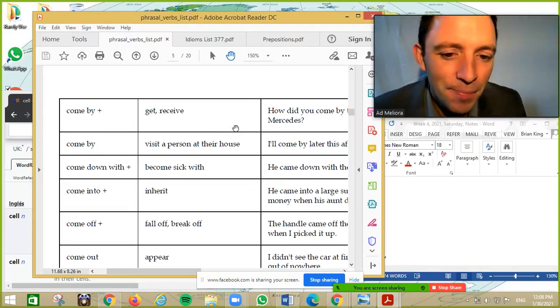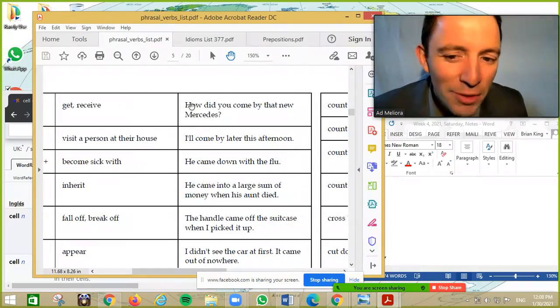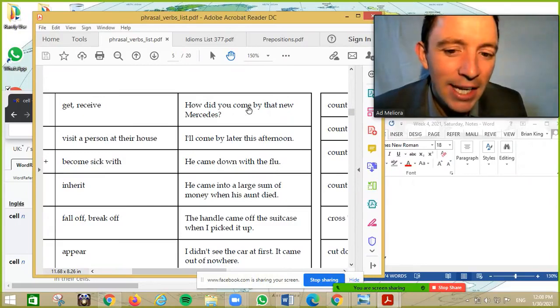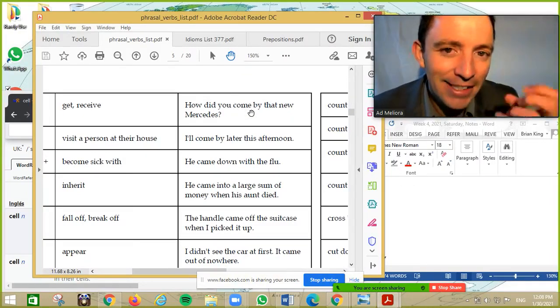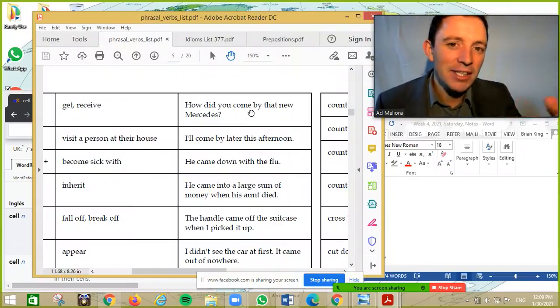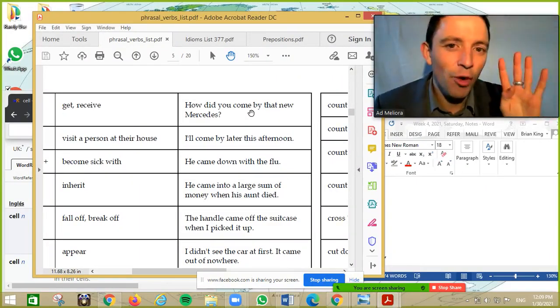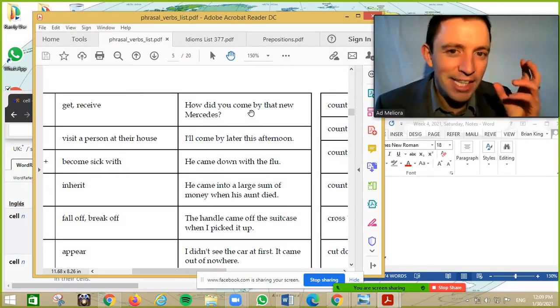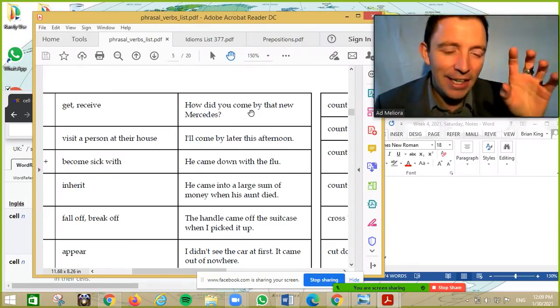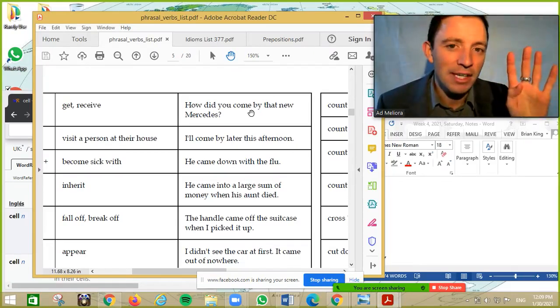And here is the example. So it's a question. How did you come by that new Mercedes? Not so common, but it is important. So basically, how did you get? And get has the significance of obtain, receive, become, or arrive. There's 4 significances of get. Get is become, como llegar a ser. Get is to receive, como recibir. And here it's like recibir. Okay, so that's an example of difficult English. The verb to get has 4 significances.